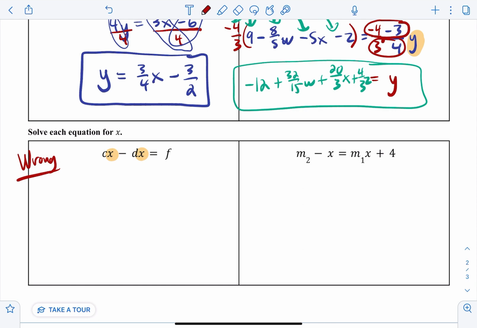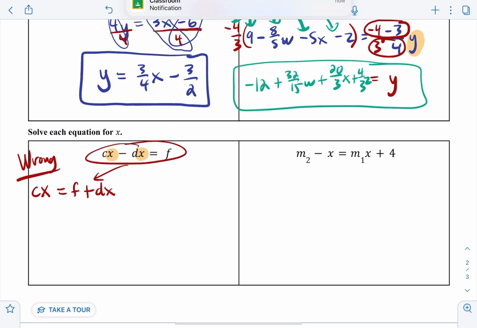So a wrong way to solve this is to think that, hey, maybe if I get the cx alone, then I could have f plus dx, because what I did to get from there to there is I just added dx to both sides, right?